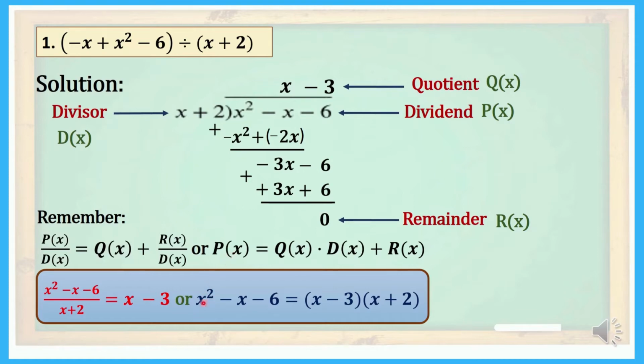Or p of x, which is x squared minus x minus 6, equals the quantity of x minus 3, which is the q of x, times the quantity of x plus 2, which is the d of x. So you can write your final answer either in this manner or in this manner. It's up to you. It's the same. So this is your final answer.